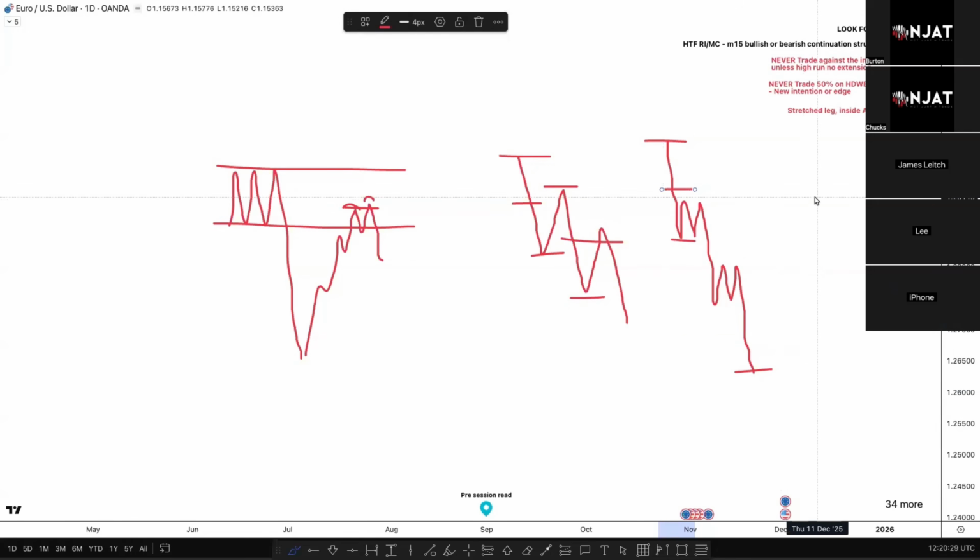Lovely. Yeah, so that's like the clearest identification of the initiation structure, right? We get initiations, pullbacks that don't pull back into the 50% area before we see continuations to the downside. So this is structure number one. This is structure number two.